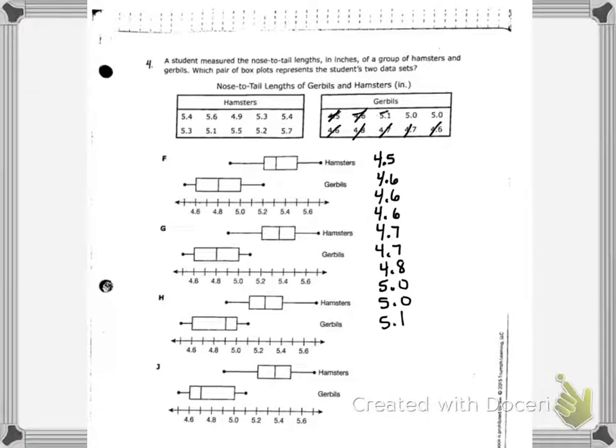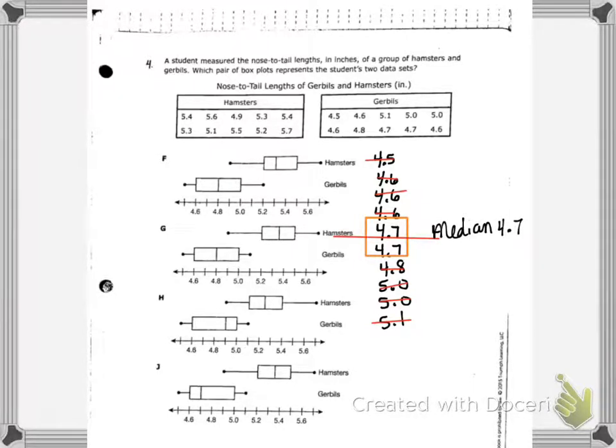So we have 1, 2, 3, 4, 5, 6, 7, 8, 9, 10. So I need to have 10 numbers listed. 1, 2, 3, 4, 5, 6, 7, 8, 9, 10. I do. So because there's 10, I know that I should have 2 in the middle for my median. So cross those out, and for my median, I have 4.7, 4.7. So I'm going to just go ahead and draw my line in between. Well, I know that if I do 4.7 plus 4.7 and divide it by 2, I'm going to get 4.7.